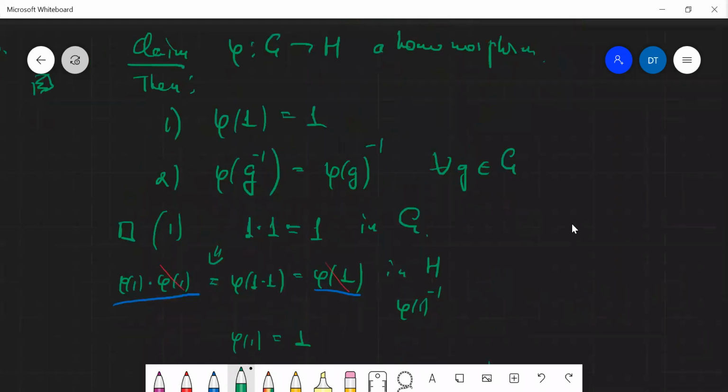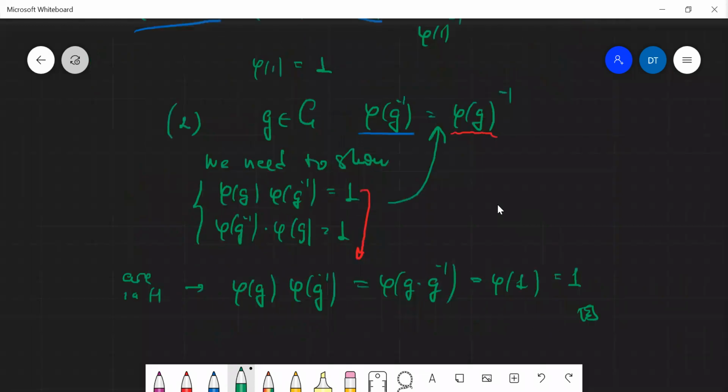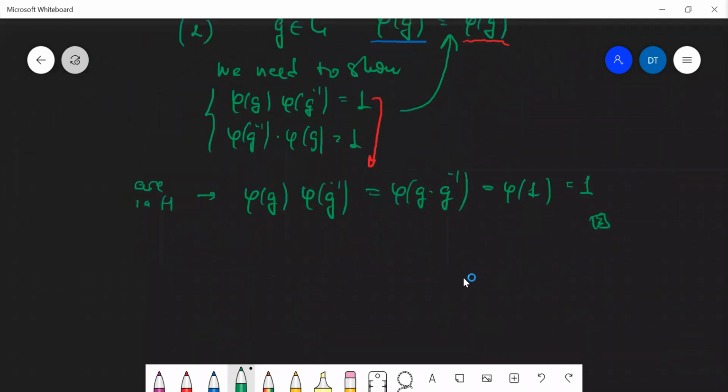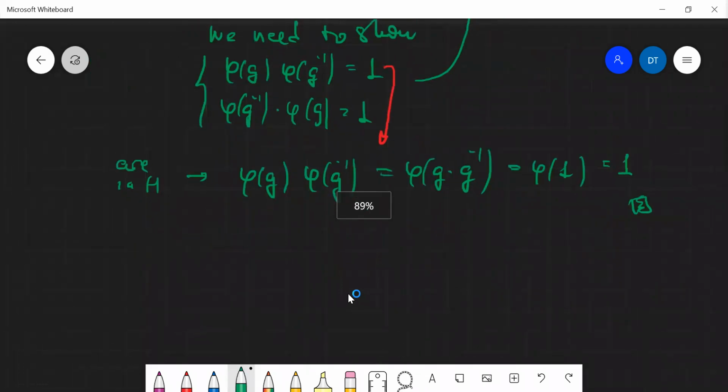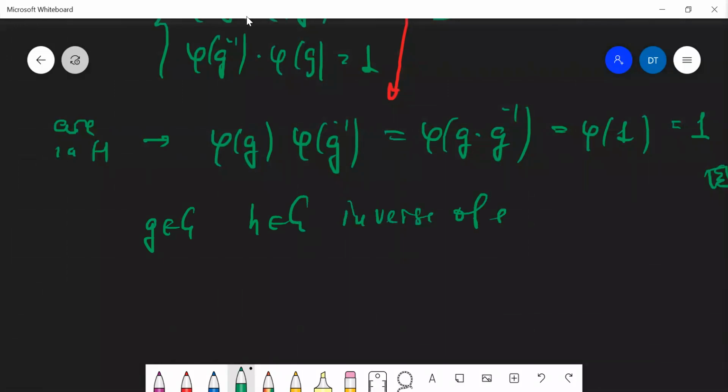Maybe that's something stupid, but why is it sufficient in the second part? Why is it sufficient to show that this suffices? So let's recall the definition of the inverse element. If we have an element G from the group G, then an element, let's say H, is called inverse of G if it satisfies these two equalities. And we know that this element is unique.